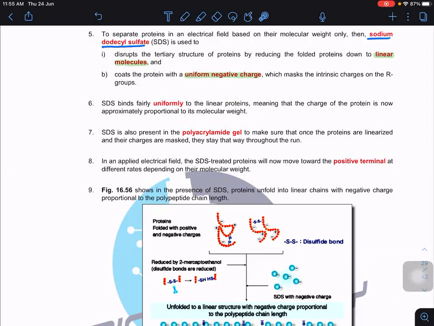Okay, so SDS is also present in this polyacrylamide gel. It means that once proteins are linearized, when they pass through the gel, they won't lose this SDS. Are you clear? It's something like friction, right? Try to imagine your body coated with a layer of powder. When you go through crowded regions, this powder may be lost, right? But imagine if everyone is also coated with powder, then the powder can stick on your body. Because they are negatively charged, they will move to the positive terminal.